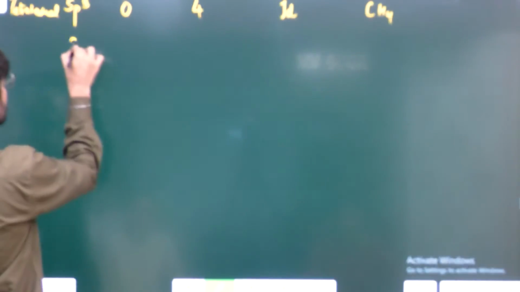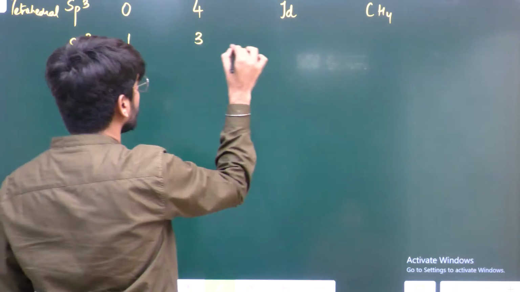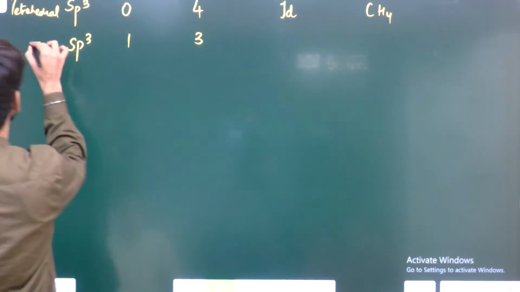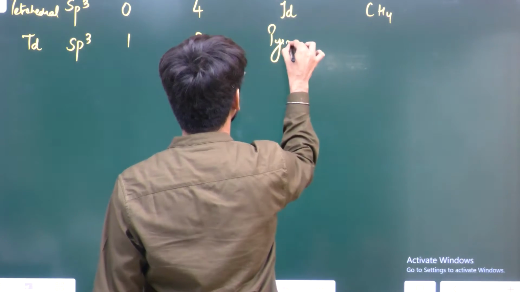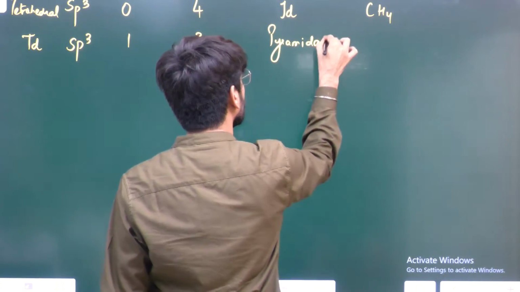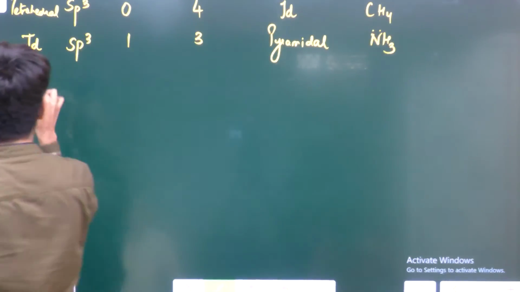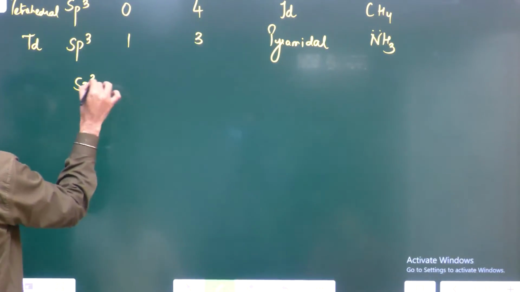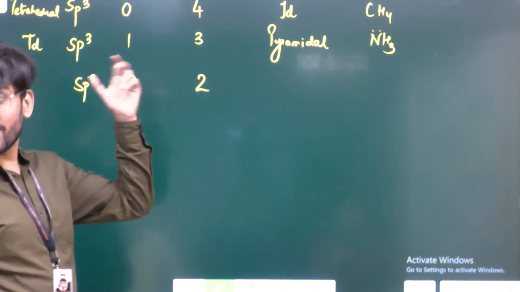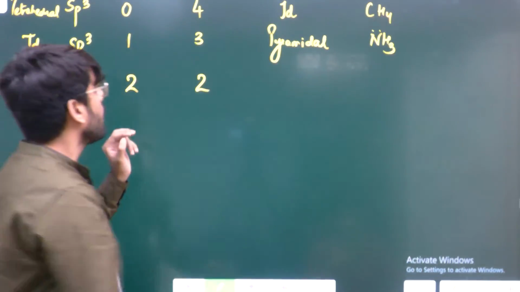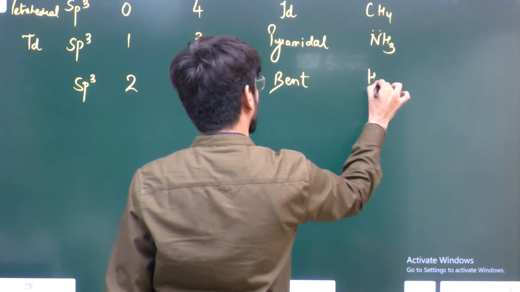Then again I am taking the case of sp3, 1 lone pair, 3 bond pair. Geometry is still tetrahedral, but the shape becomes pyramidal or trigonal pyramidal. Example, NH3. Then we have sp3, this time 2 lone pair, 2 bond pair, because the steric number needs to be 4, and the shape is bent. Example is water.